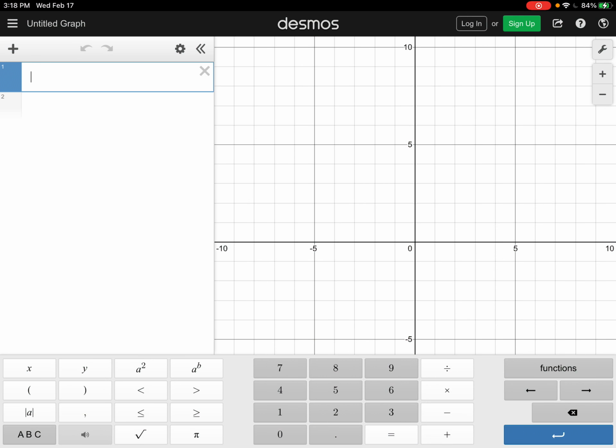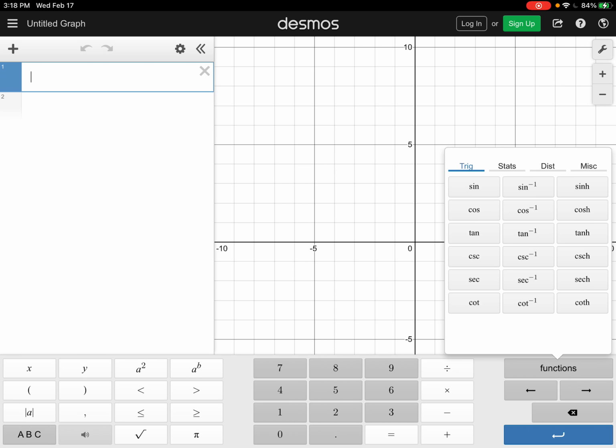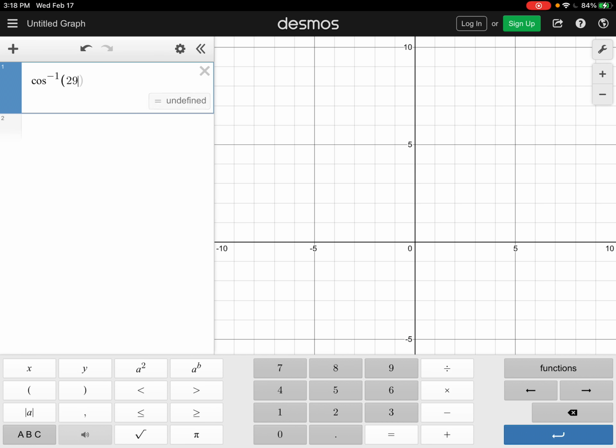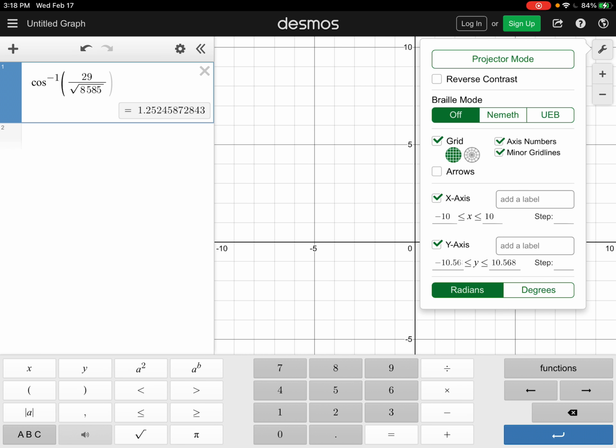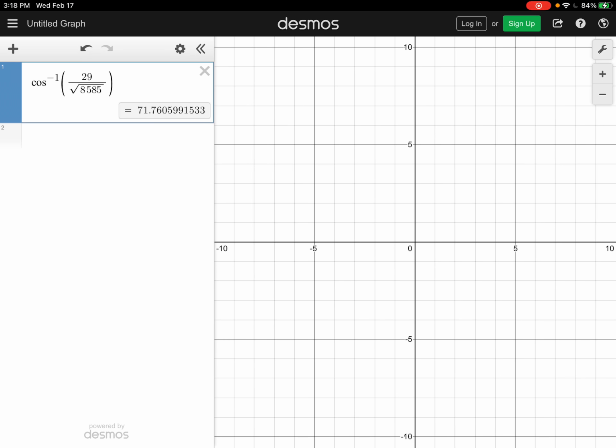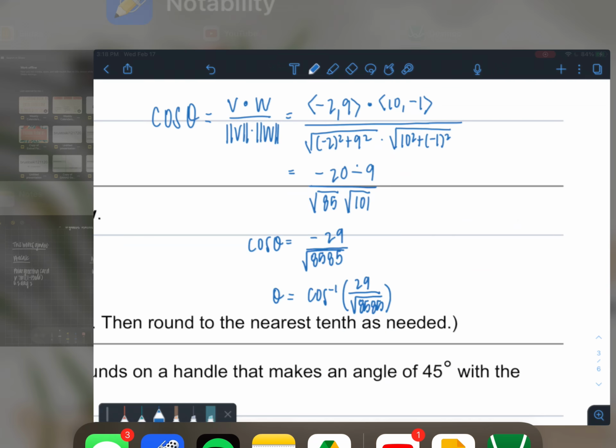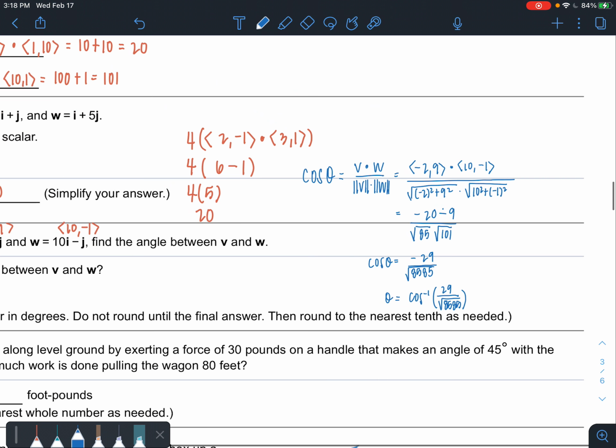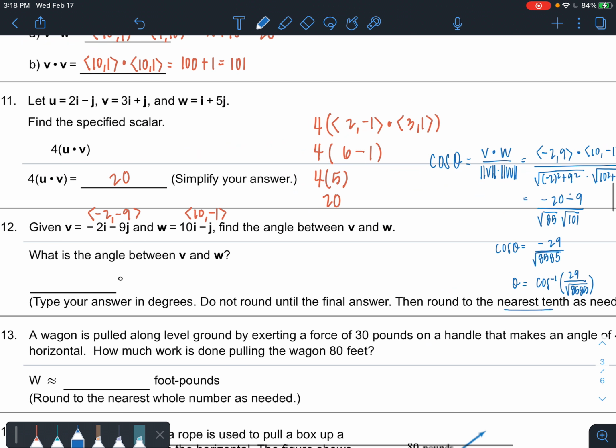We load here. So we have the inverse cosine of 29 divided by the square root of 8585. Want to make sure we're in degrees, and we get 71.76. It does say to round to the nearest tenth, so we round to 71.6 degrees.